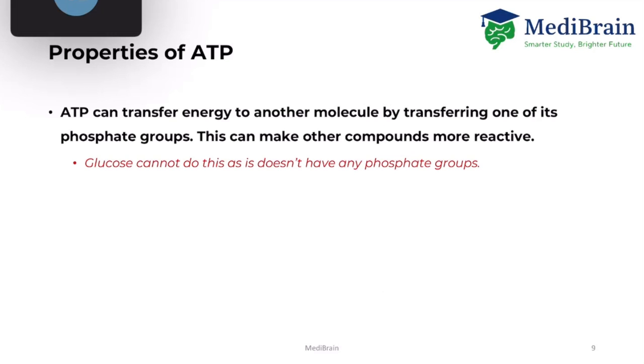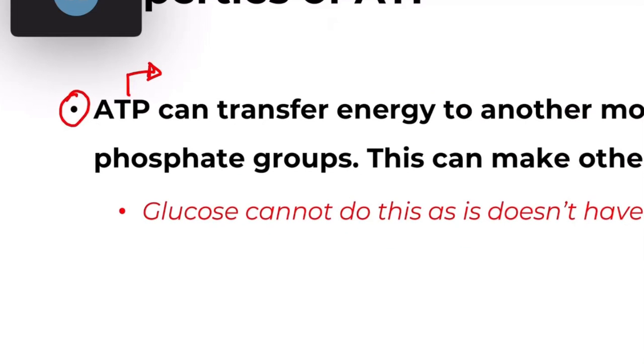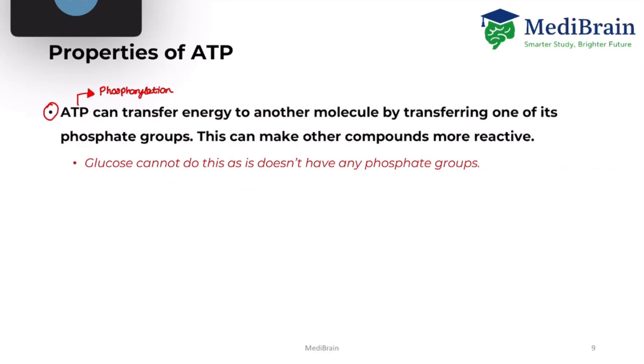Okay. So ATP can transfer energy to another molecule by transferring one of its phosphate groups. This can make other compounds more reactive. Okay, and this is a property of ATP, and this is basically phosphorylation, what we've already spoken about. And that's the whole phosphorylation process that we have gone through. And simply, glucose cannot do this as it doesn't have any phosphate groups.